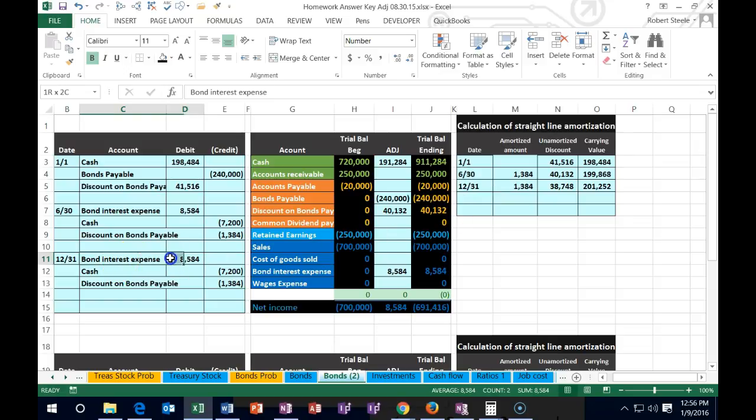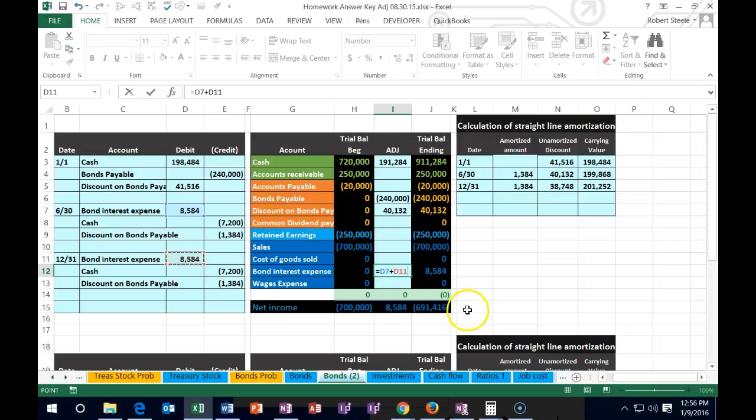So we're going to post the bond interest expense. So here's the bond interest expense. Here it is. There's something in it. We're going to double click on it, go to the end of it, and plus, point to the 8,584. That's a debit. This is a debit. It's going to make the debits go up, put us out of balance, bring net income down. So the expense is going up, bringing net income down.